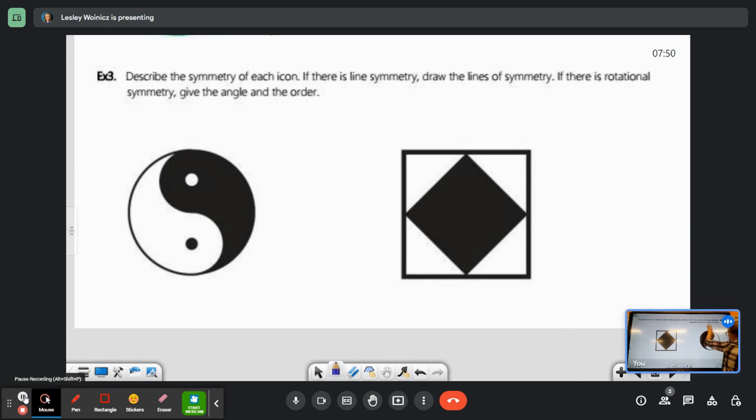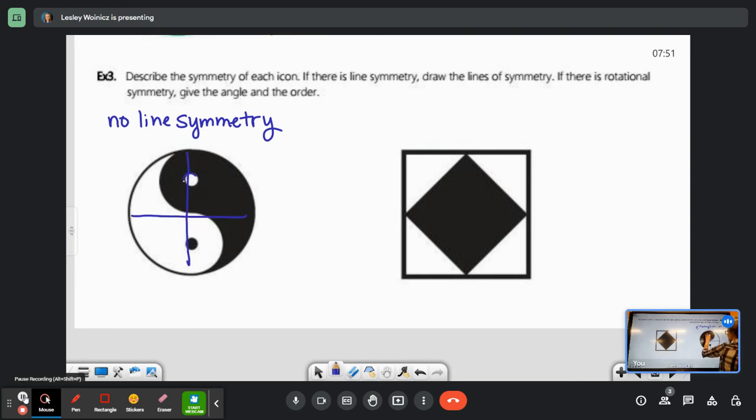So first I'm going to look on this guy for line symmetry. If I draw a line and then I try to map it, is it going to match? Well, no, it doesn't really work. Let me try going this way. Well, no, because the black and white don't match. All right, what about like this? That still doesn't match. So this one does not have line symmetry. So we're going to say no line symmetry.